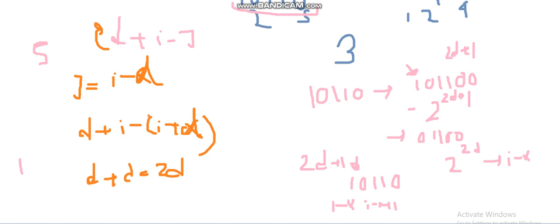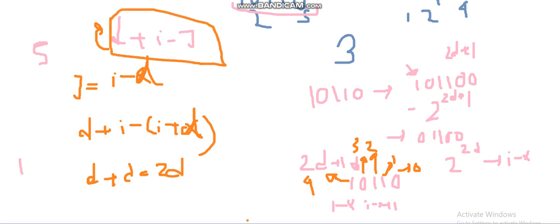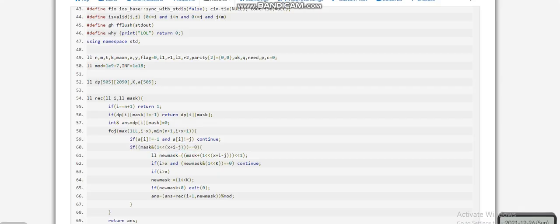So for this index the power will be 2d. For this index the power will be 2d minus 1, for this index 2d minus 2. So for this index the power is 4, for this index 3, this is 2, this is 1, this is 0. I think you have understood how we are getting this d plus i minus j part. So d plus x plus i minus j equals 0 means we have not used this part.